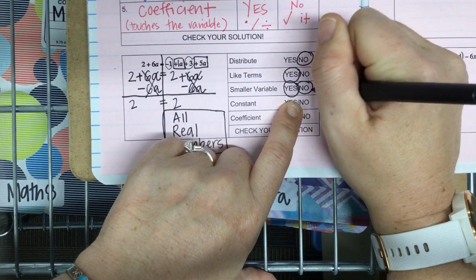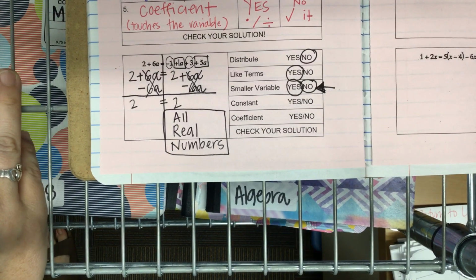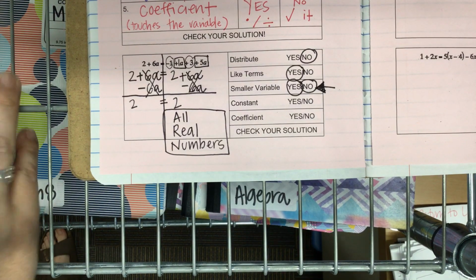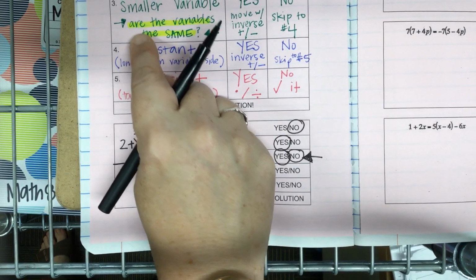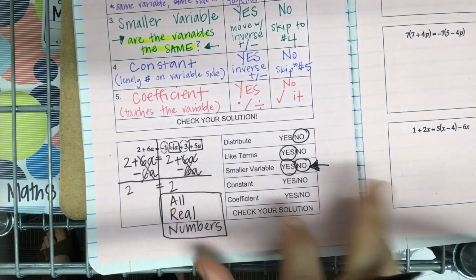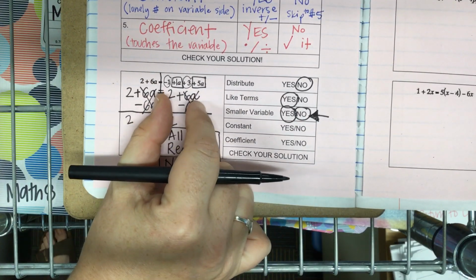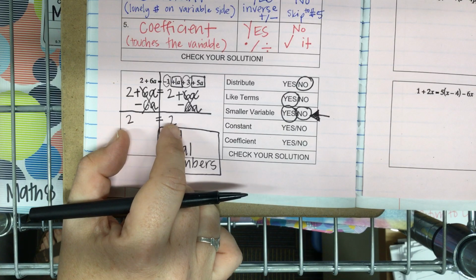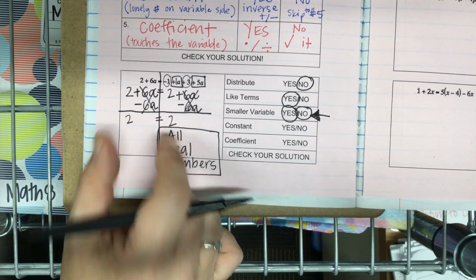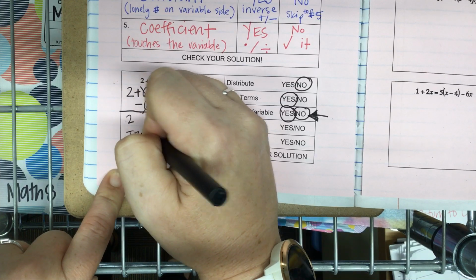my variable disappeared, because my variables were the same, and when I moved one of the variables to the other side, my variables disappeared, and I was left with a true statement. 2 does equal 2, that's true. So every single number works. I'll prove it to you.